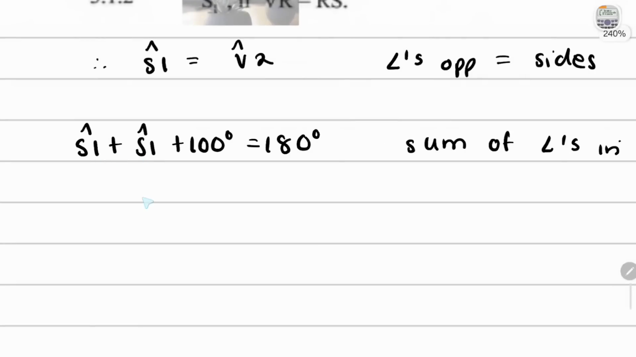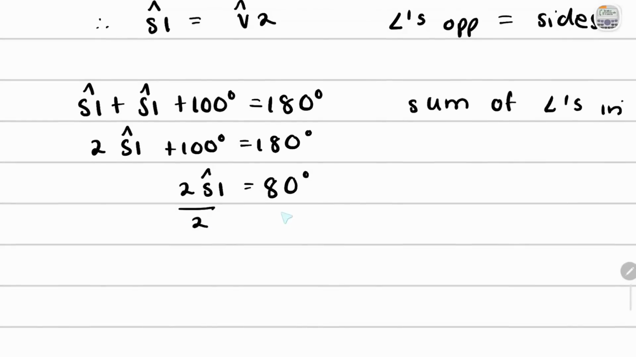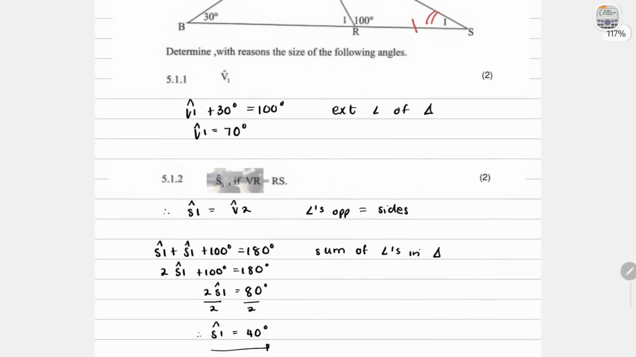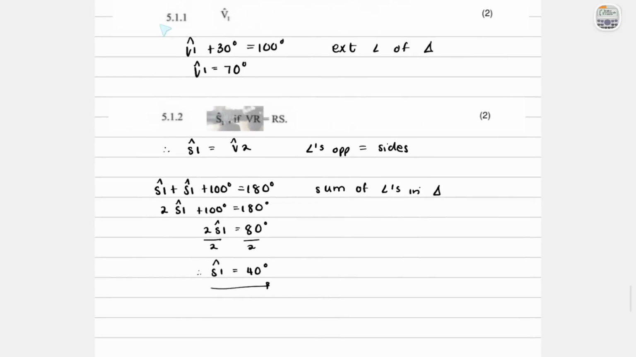So when you add them together, they give you 2 angle S1 plus 100 degrees is equal to 180 degrees. And then for 2 angle S1, we take the 100 degrees over. It's 180 degrees minus 100 degrees, which gives you 80 degrees. And if you divide both hand sides by 2 to get rid of that 2, angle S1 is therefore equal to 40 degrees. And there we go. Okay, so we found angle S1. Moving on to the next question.